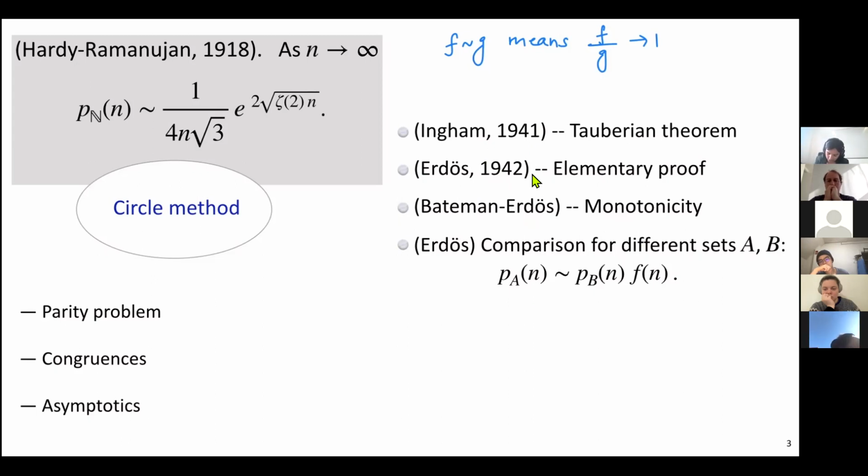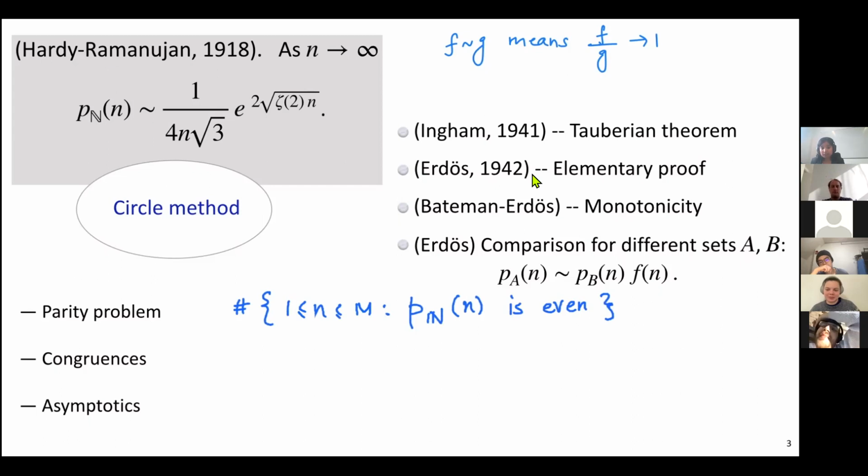By parity, what I mean is you count the number of n up to m such that your set P sub n, or you could replace n by any a, is even. So the number of partitions is even, or of course odd, respectively. And now you want to understand this counting as m goes to infinity. For example, are there infinitely many n's for which P_n is even or P_n is odd?